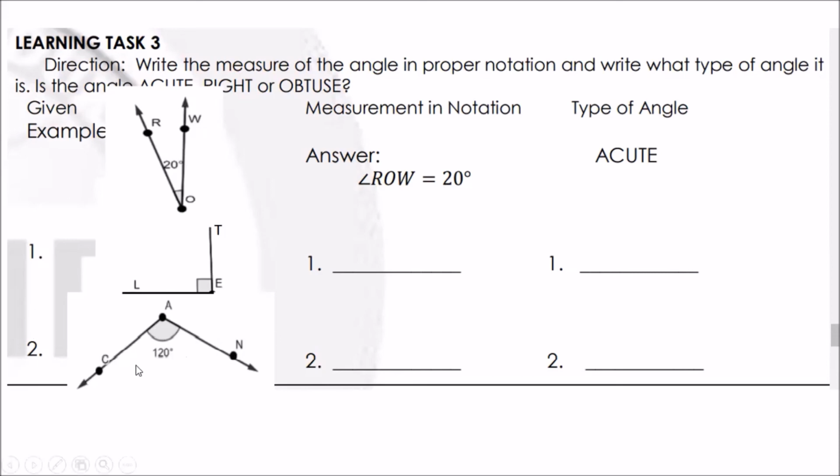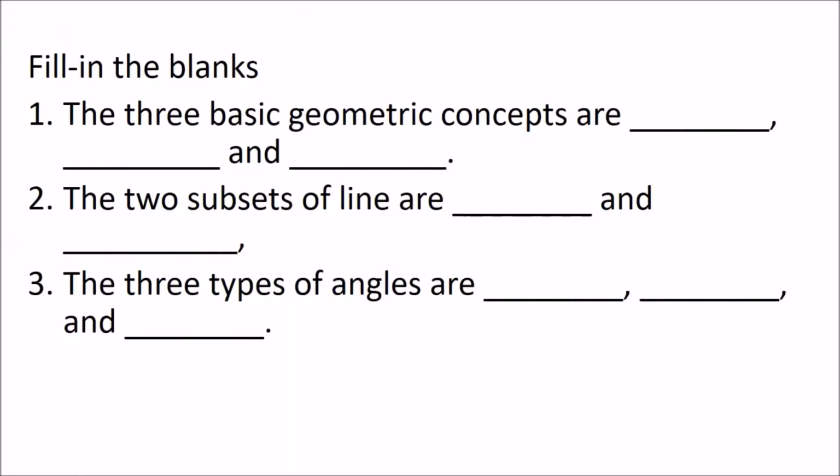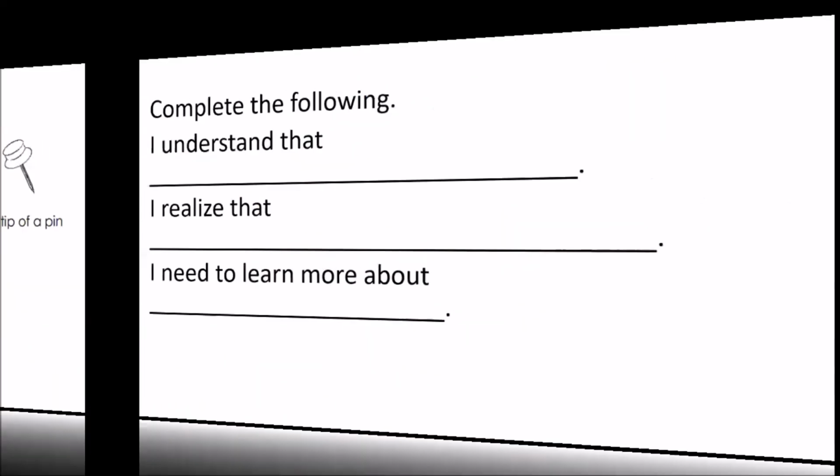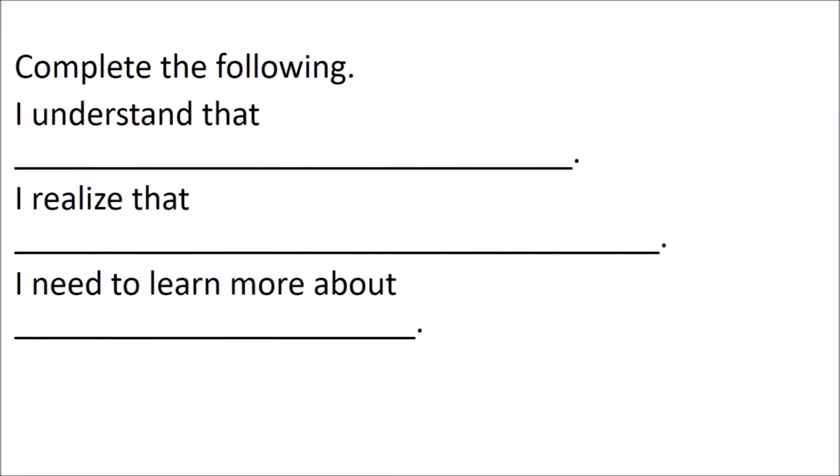So, kokopyahin lamang. Complete the following, fill in the blanks. The 3 basic geometric concepts are blank, blank, and blank. The 2 subsets of a line are blank and blank. And the 3 types of angles are blank, blank, and blank. Next, and for the quiz, letters only ang isusulat. And of course, for the last is you need to complete the following: I understand that, I realize that, I need to learn more about.